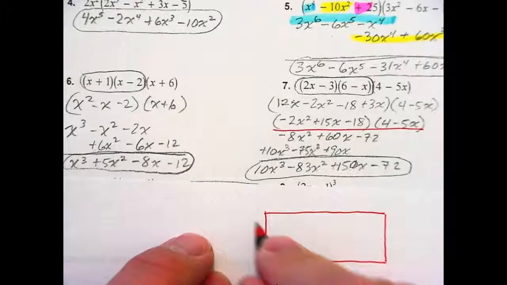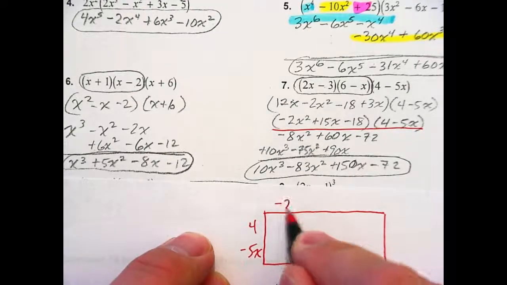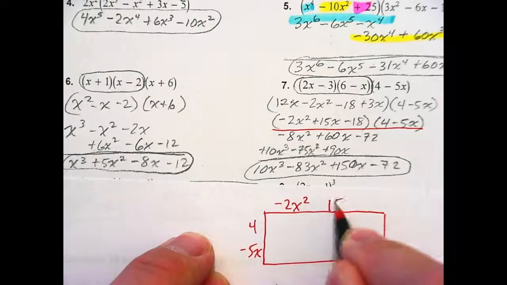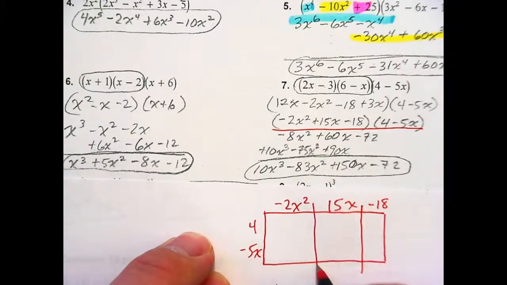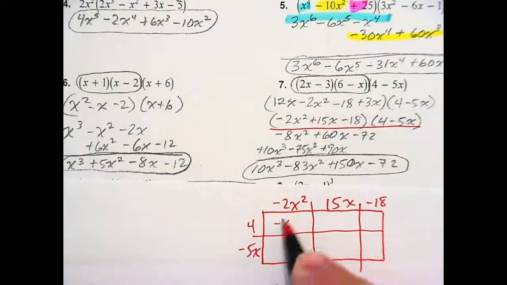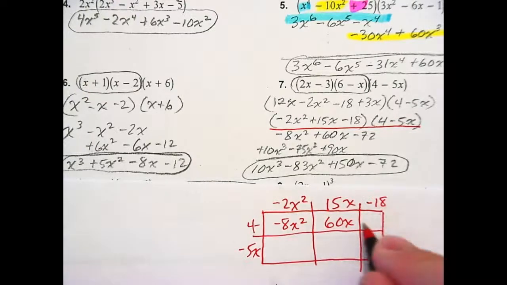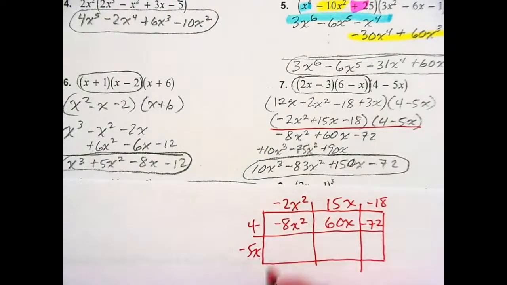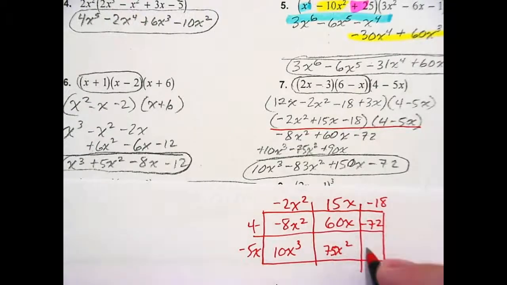Okay? Where you say this is 4 minus 5x here, and negative 2x squared plus 15x minus 18. As long as you treat them as their individual terms, and at the end write it in standard form. So I give you your negative 8x squared, your 60x, your negative 72, your 10x cubed, your 75x squared, 75x squared, and your 90x.